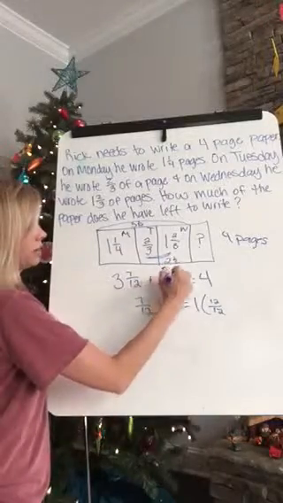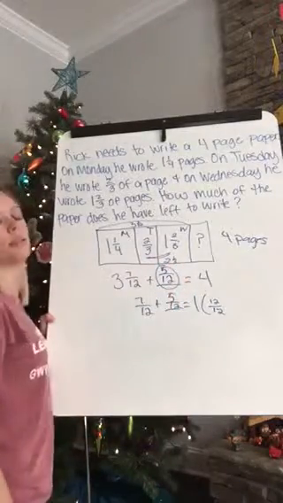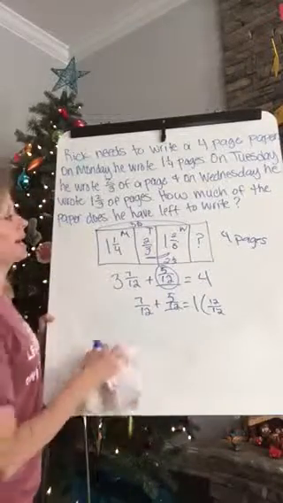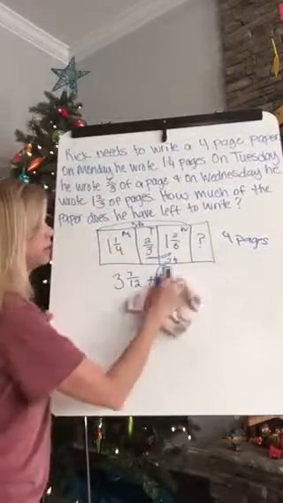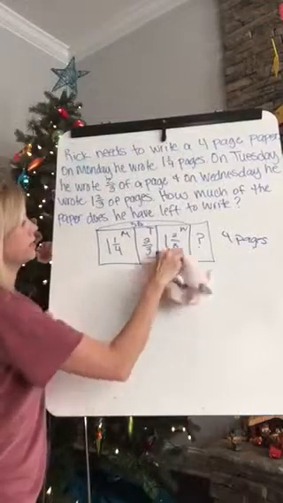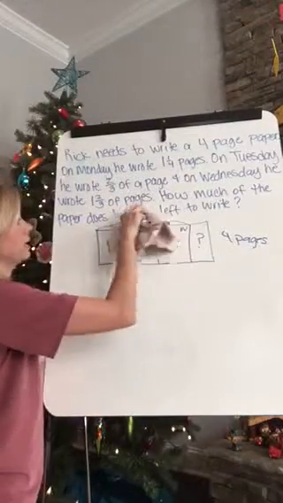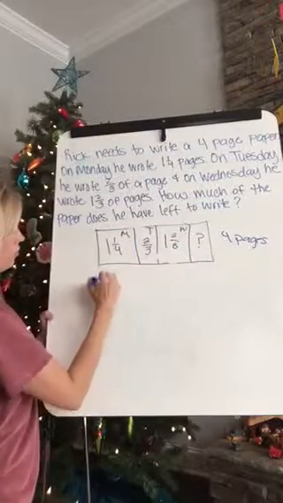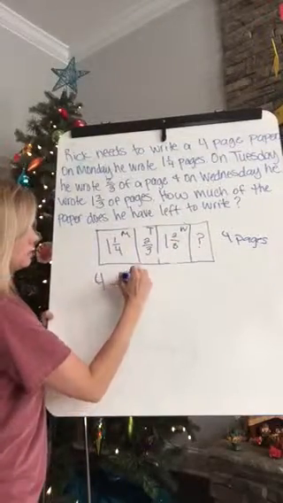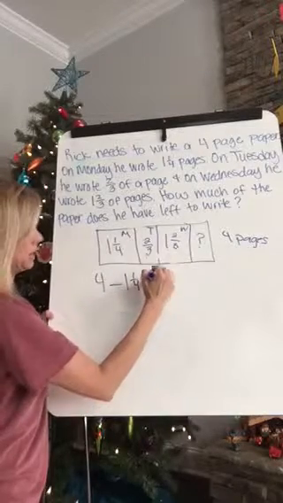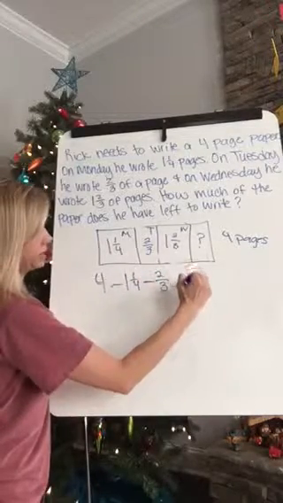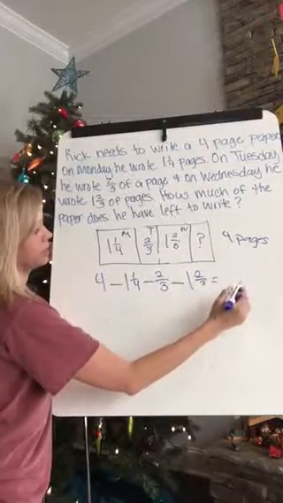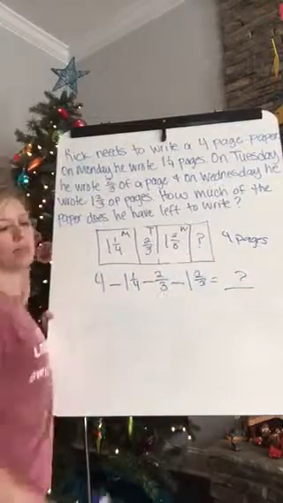He has 5/12 left to write. So we did this first way by adding up and seeing how much we had left. Some of you may have done this by subtracting down. And you might have said 4 wholes minus 1 1/4 minus 2/3 minus 1 2/3. And that's going to tell us how much he has left.